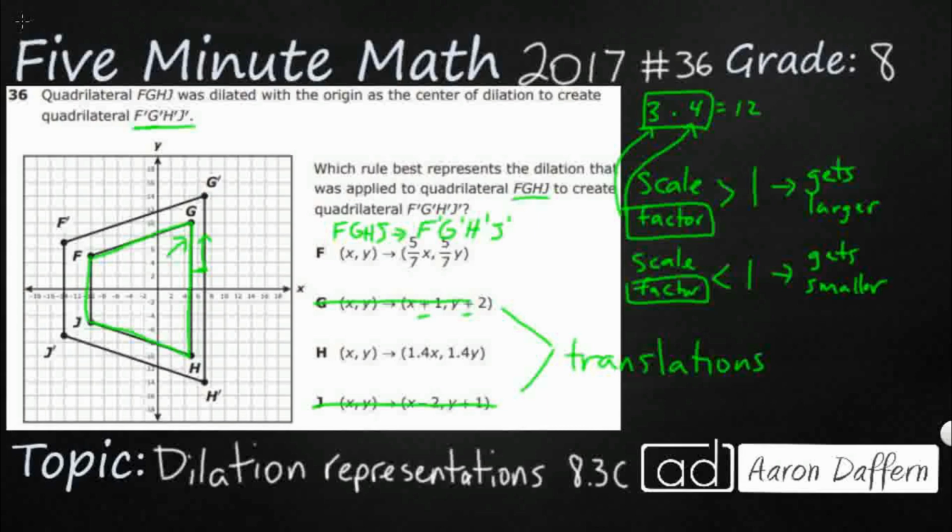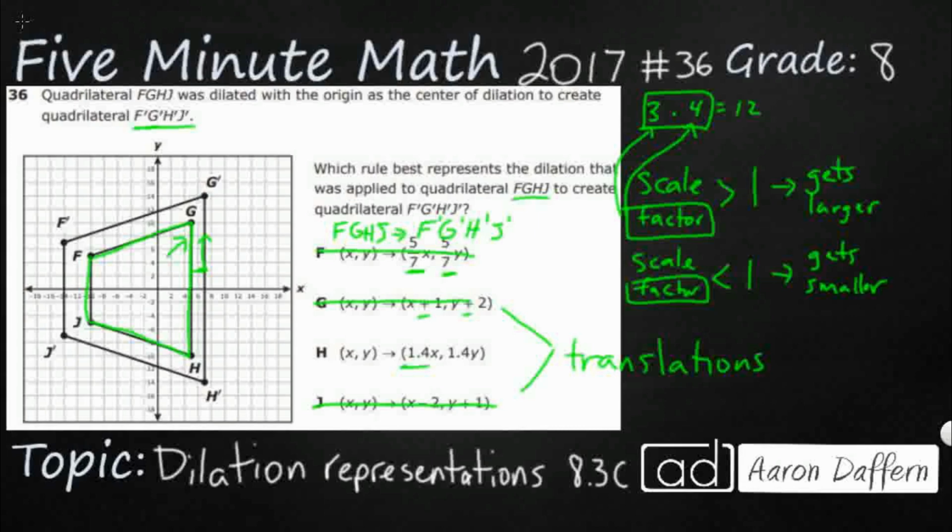So let's look at what our two options are. We are going from a smaller trapezoid to a larger trapezoid, and this is where the scale factor information becomes important. Take a look at this 5/7. 5/7 is less than 1. Which means if we were to use that as our scale factor, our F prime, G prime, H prime, J prime would be smaller. But it's not smaller. We actually need it to get larger. So look at the only thing that is larger.